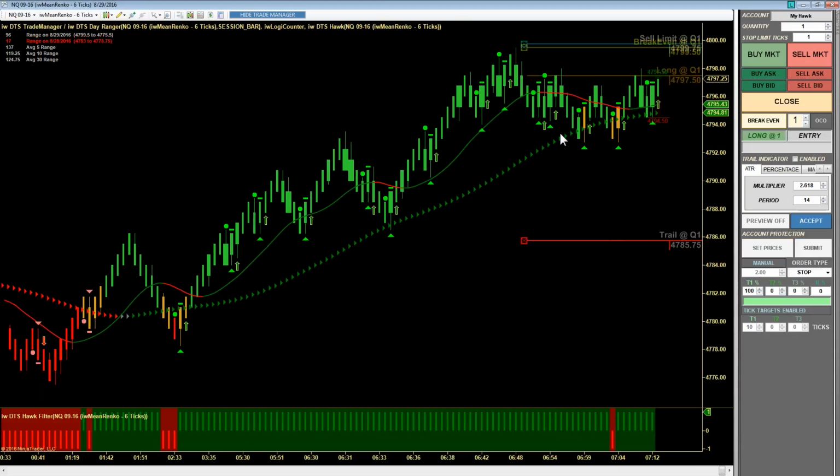Again, I'd probably go in a little bit light, maybe just throw in a single. I'm not liking all this sideways action. The market can go either way from here, and obviously I would rather see it go up than down.